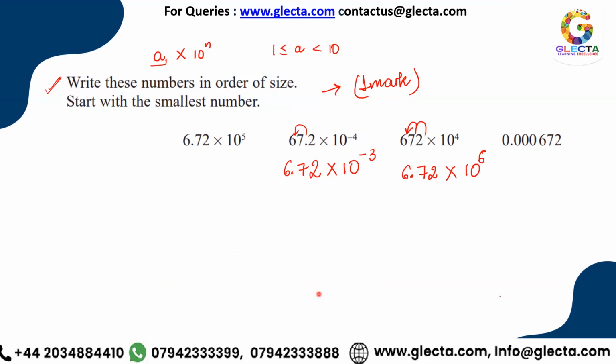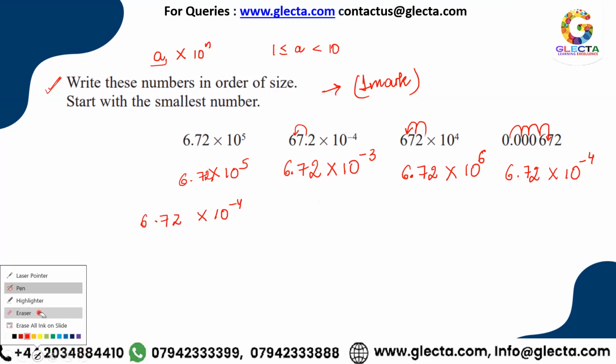And in the last one, 1, 2, 3, 4, I'll be shifting my decimal 4 positions to the right. Now I'll be writing 10 to the power negative 4. Decrease the power, right? So which one is the smallest? Because every number has 6.72 in it, you would just have to compare the powers of 10. So the smallest power of 10 that I have is 10 to the power minus 2.